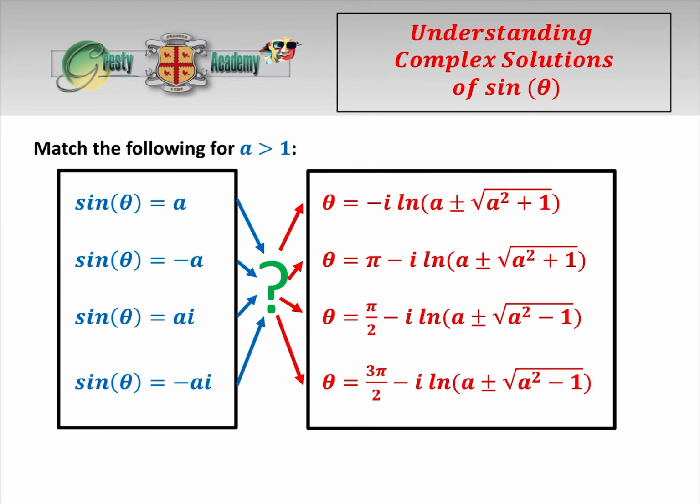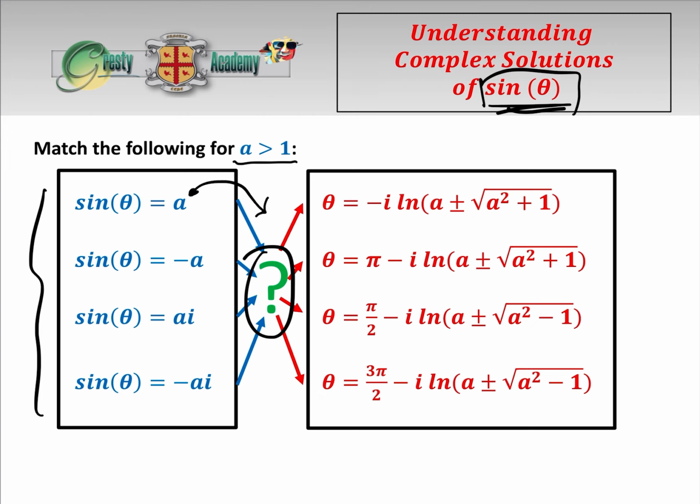So in the previous video, we understood the complex solutions of cos theta, and now we're going to do the same exercise but for sine theta. Okay, so what we're going to do is look at these four things here: sine theta equals a, sine theta equals minus a, sine theta equals ai, and sine theta equals minus ai, for a greater than 1. So we're looking at complex solutions, and these are the four solutions which have been mixed up, and the trick is to find out which one of these corresponds to which one of these.